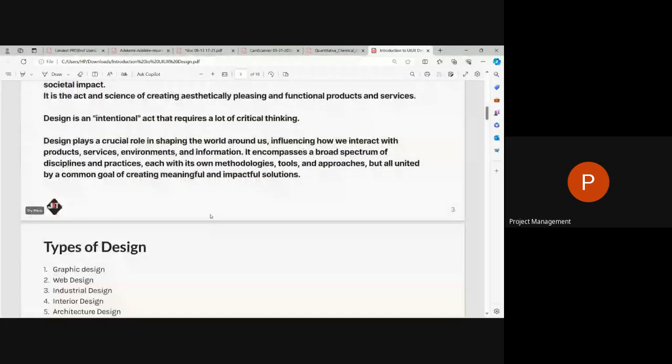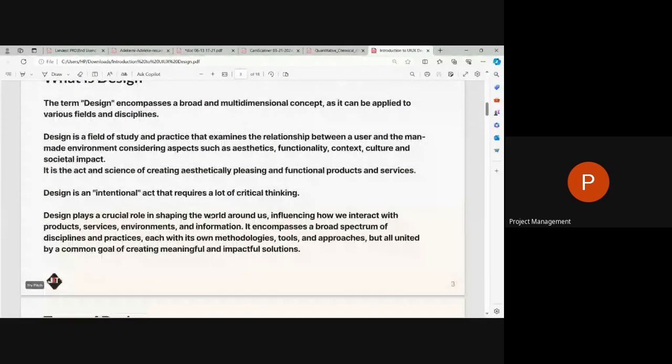This design also plays a crucial role in shaping the world around us, because it influences the way we interact with products. For example, when I decide to buy my phone, there are different models. We have the small one, the 3310, and we have the Android. So before I decide to buy an Android phone, sorry.